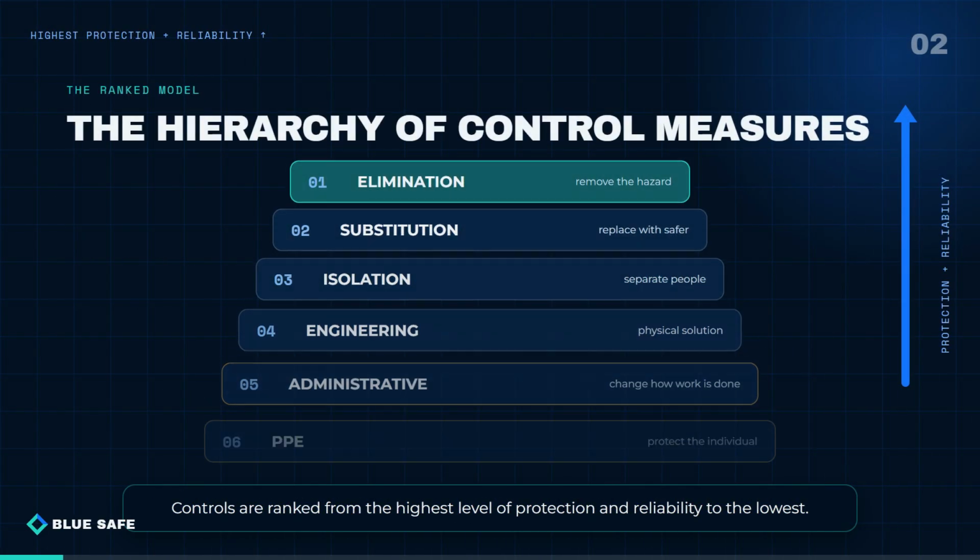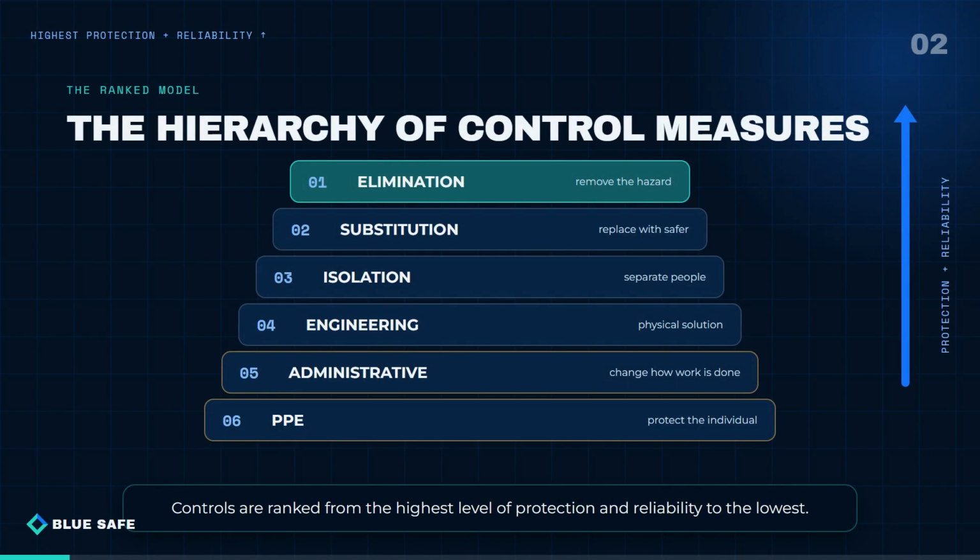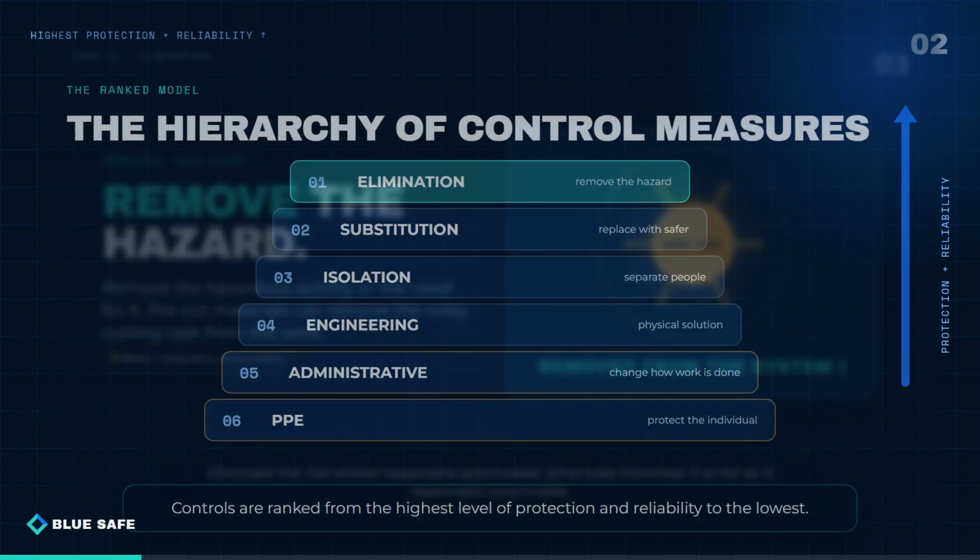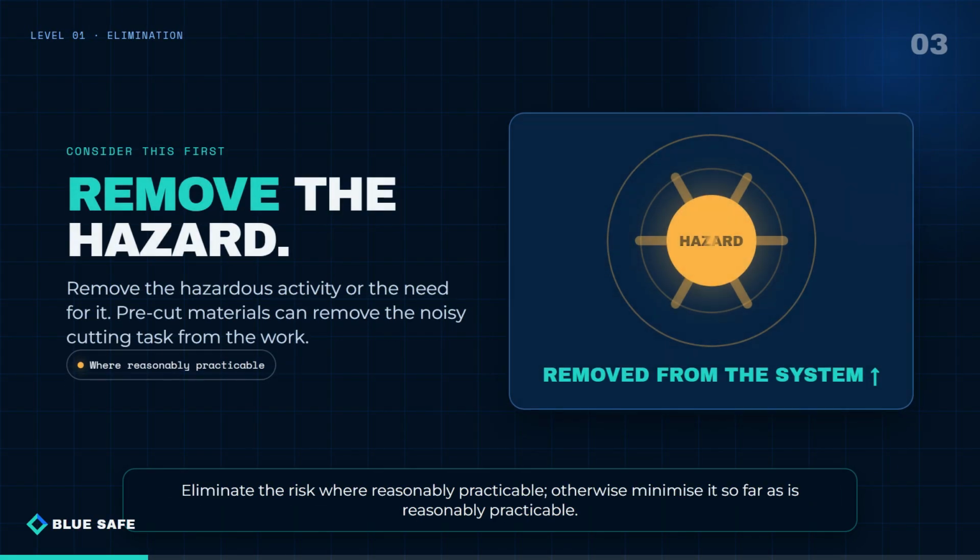The hierarchy of control measures is a way to rank controls from the highest level of protection and reliability to the lowest. It helps you consider the most effective options before relying mainly on people to remember a rule or wear equipment correctly. The order is elimination, then substitution, isolation and engineering controls, followed by administrative controls and personal protective equipment, or PPE. Elimination means removing the hazard or the need for the hazardous activity.